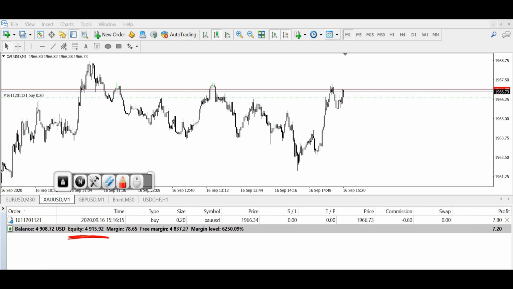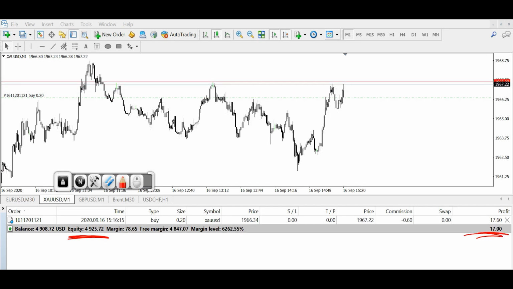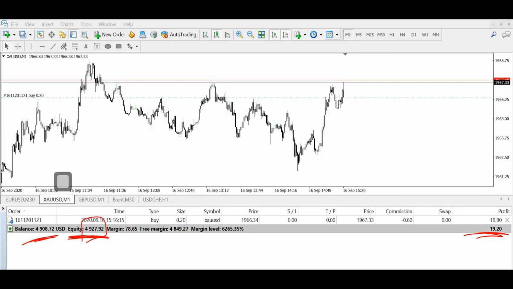Look, it starts at 4,915. Why? Because we're currently up $7 to $8 in profit, but our balance is 4,980. Look, it's reached 24, 25, 26, around $20. We're in profit and the equity keeps going higher. How much margin did we need?